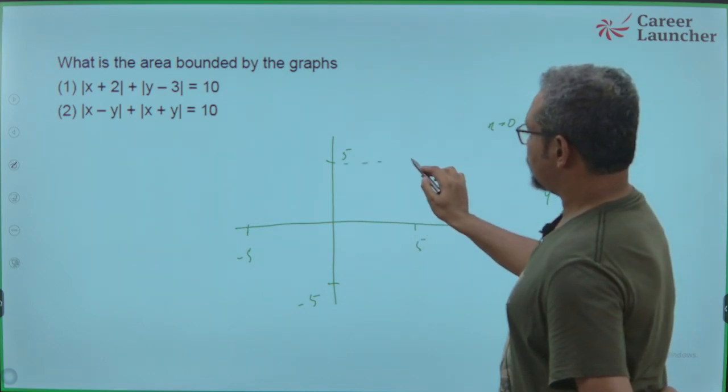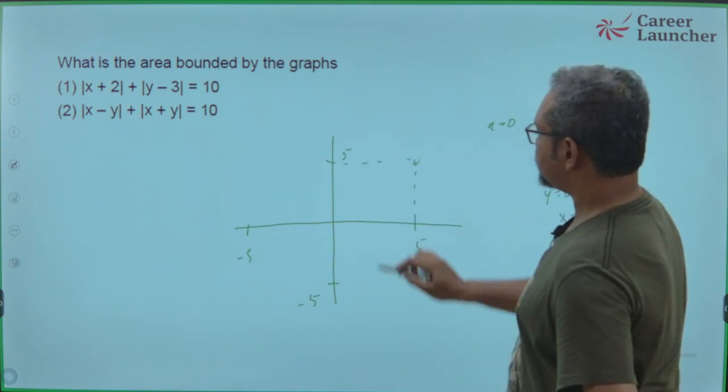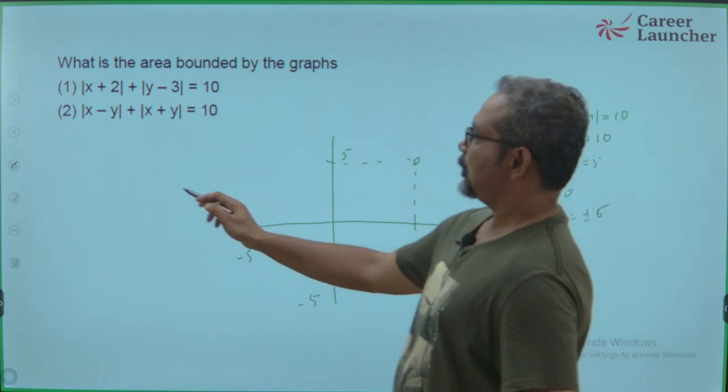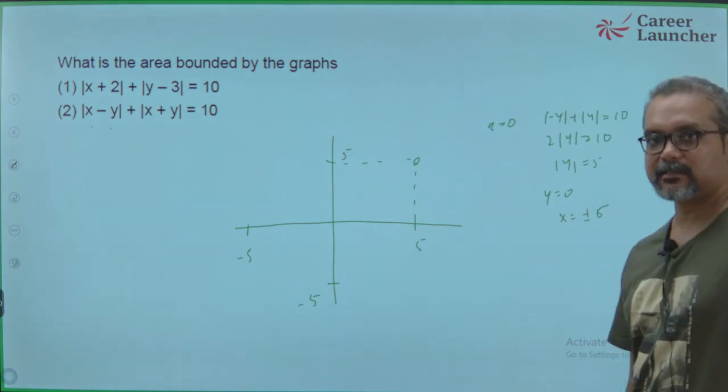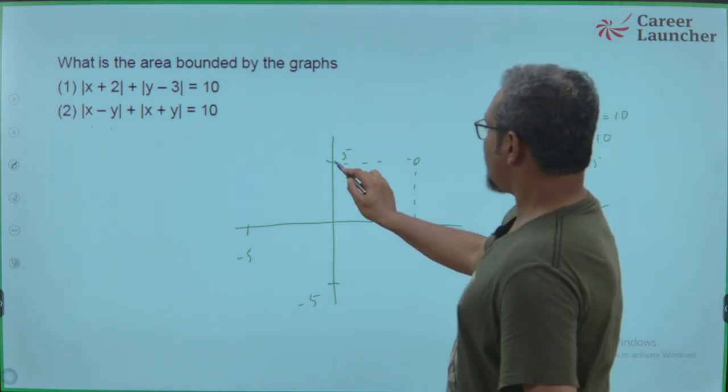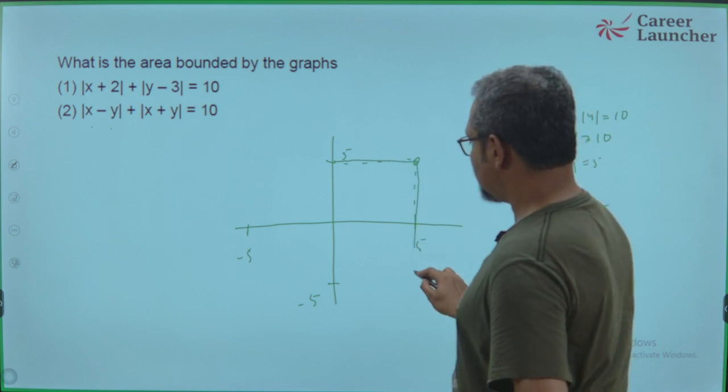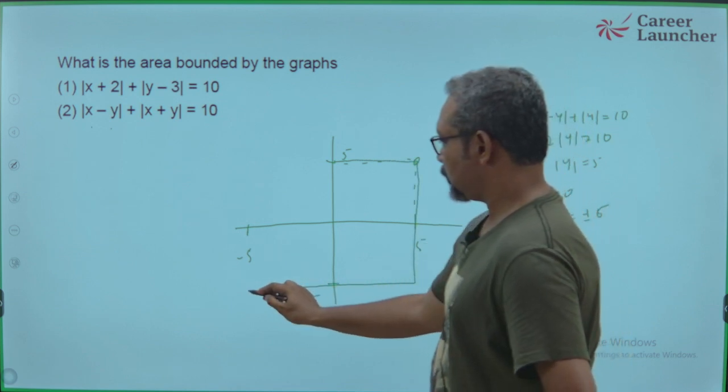Check, does 5 comma 5 satisfy? If I plug it in here, 5 minus 5 is 0. Next one, 5 plus 5 is 10. 0 plus 10 is 10. It does satisfy. So this time the graph is going to go like this all the way.